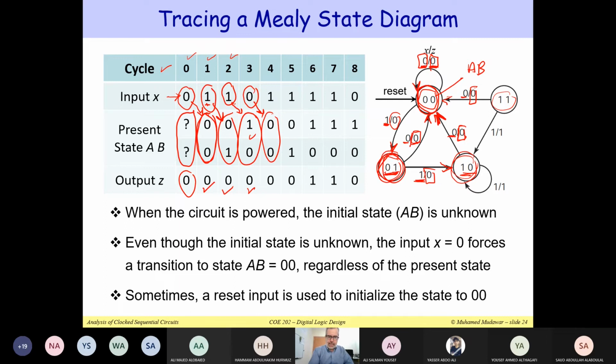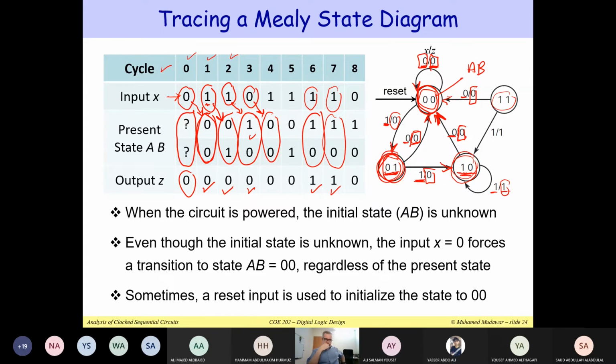Now notice that if you are in state 1, 0 here, so you are in this state, and the input x is equal to 1, then the output will be equal to 1. So if you have the input x equal to 1, you get the output equal to 1. That's when you get the 1 output. The same thing here: you are in state 1, 0, the input x equal to 1, you get the output equal to 1.